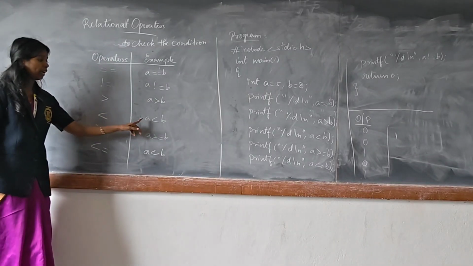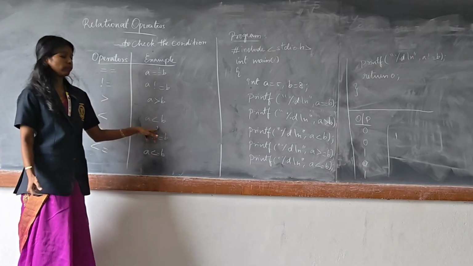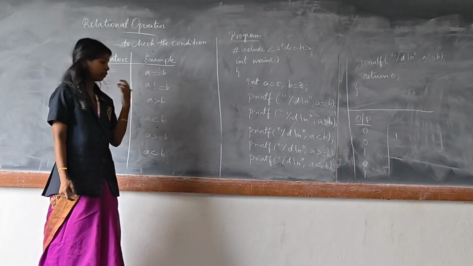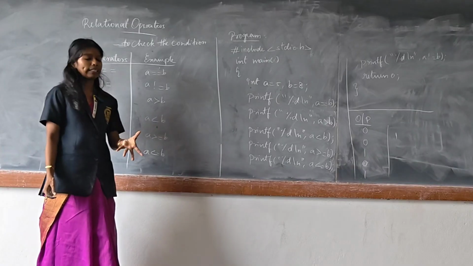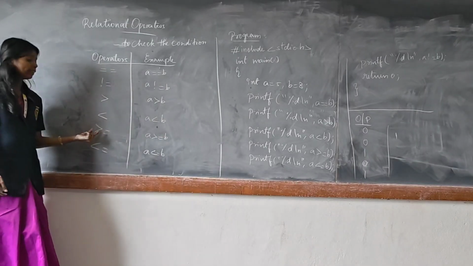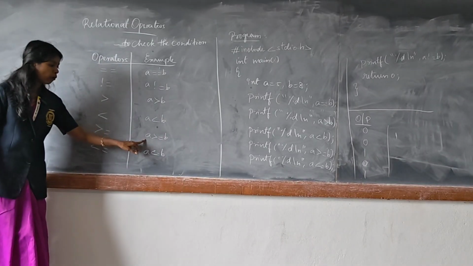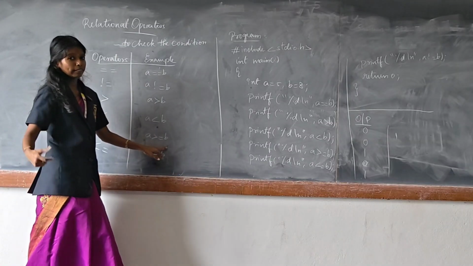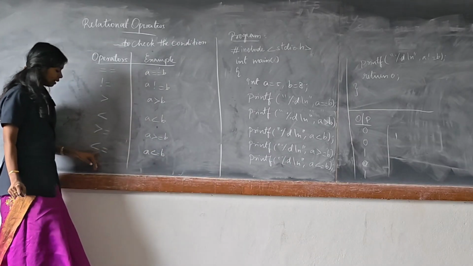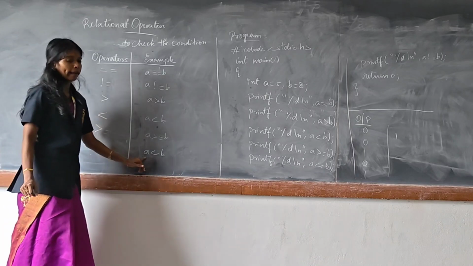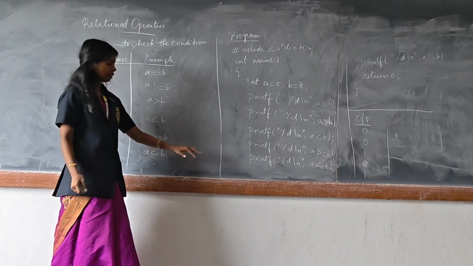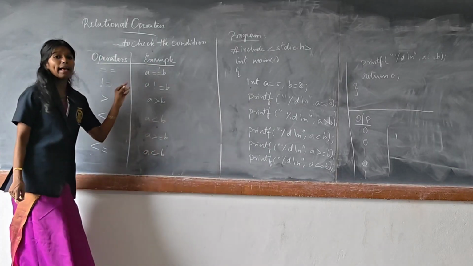A less than B: if the value of A is less than B, it returns 1, otherwise 0. Greater than or equal to: if the value of A is greater than or equal to B, it returns 1, otherwise 0. Less than or equal to: if the value of A is less than or equal to B, it returns 1, otherwise 0. These are the simple examples.